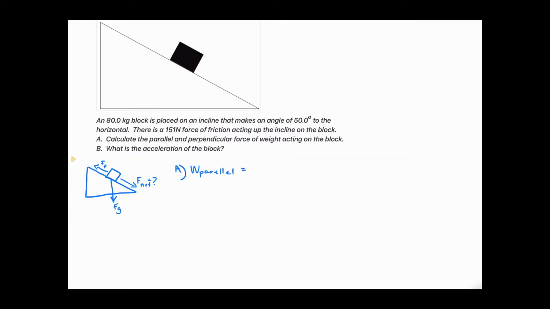So our parallel weight is just going to be mg sine theta. And our perpendicular, I'm going to call it perp because perpendicular is a really long word. It's mg cosine theta. And so our block is 80 kilograms. Gravity is 9.8. And then sine, and we'll use 50.